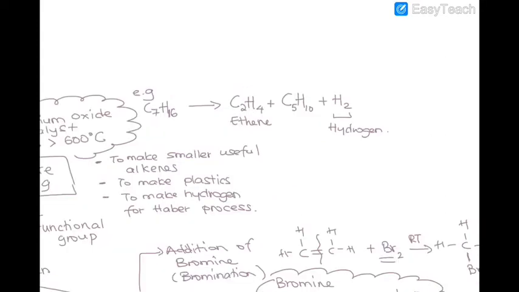So as an example, you have heptane, which produces ethene and hydrogen, and you have also pentene, which is produced. So the main essential and important products are ethene and hydrogen.